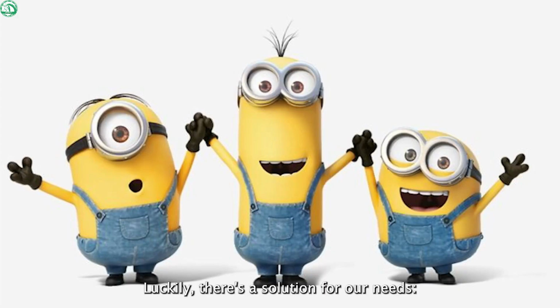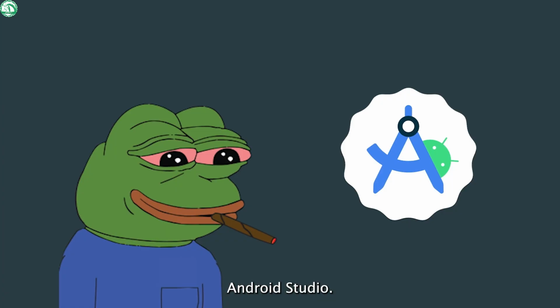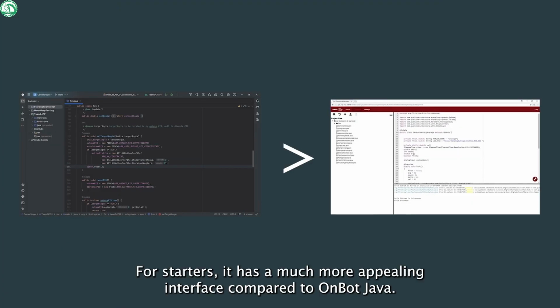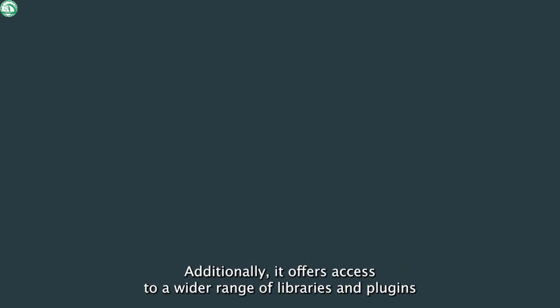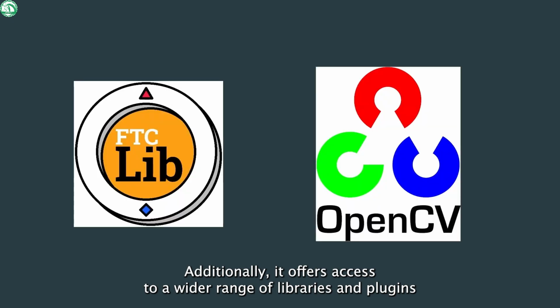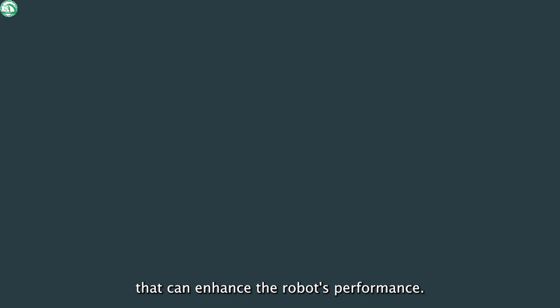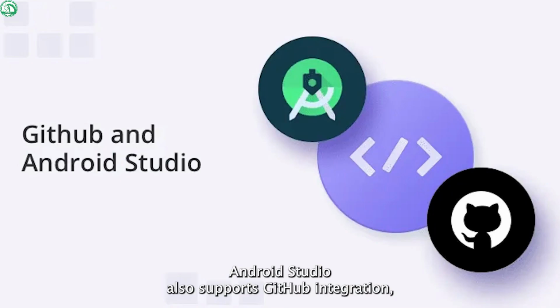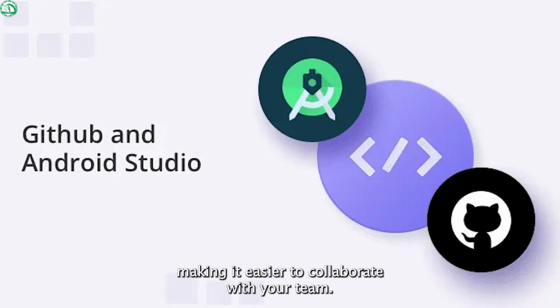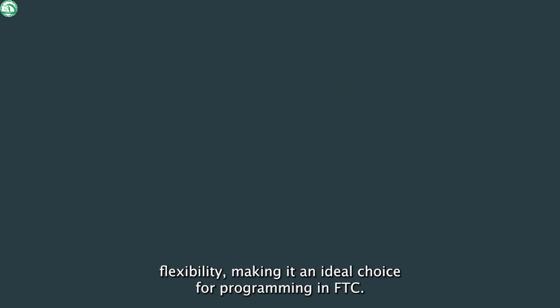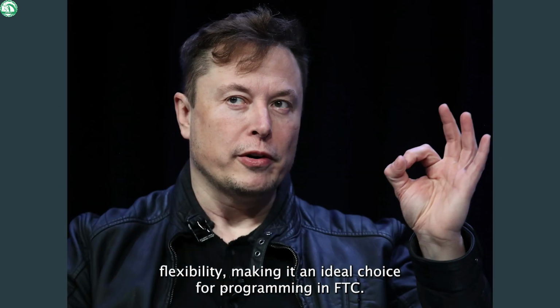Luckily, there's a solution for our needs, Android Studio. If you're familiar with programming, I would highly recommend it. For starters, it has a much more appealing interface compared to Onboard Java. Additionally, it offers access to a wider range of libraries and plugins that can enhance your robot's performance. Android Studio also supports GitHub integration, making it easier to collaborate with your team. Overall, Android Studio provides you with almost unlimited flexibility, making it an ideal choice for programming in FTC.